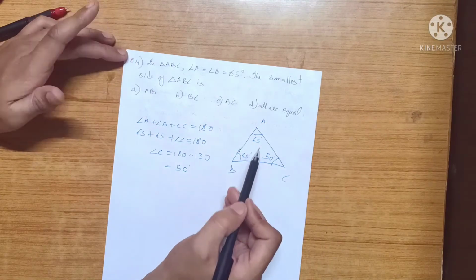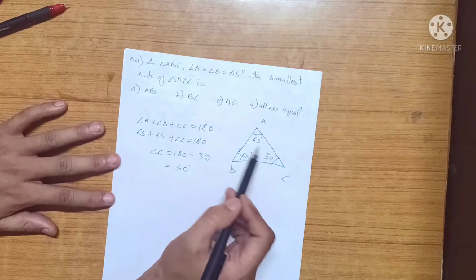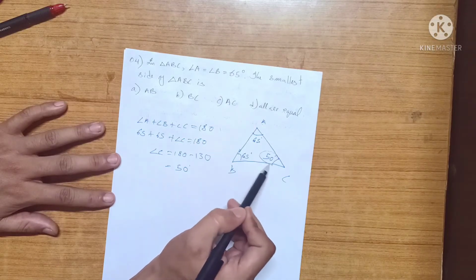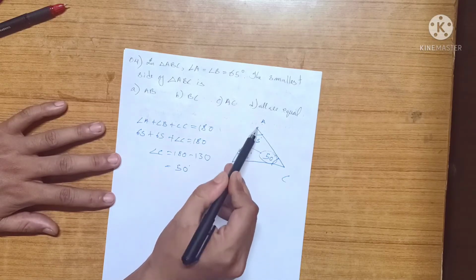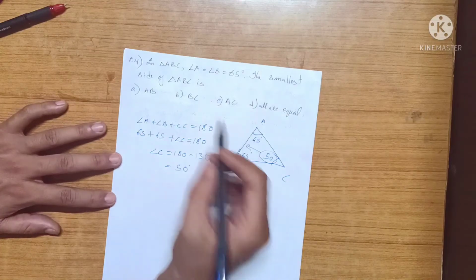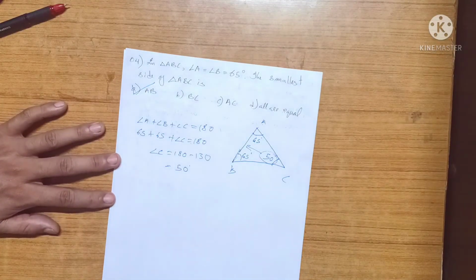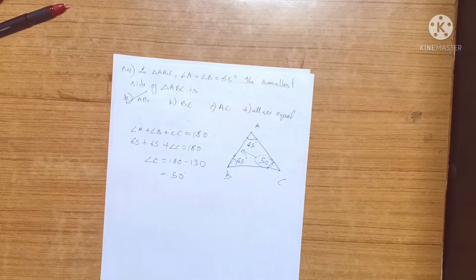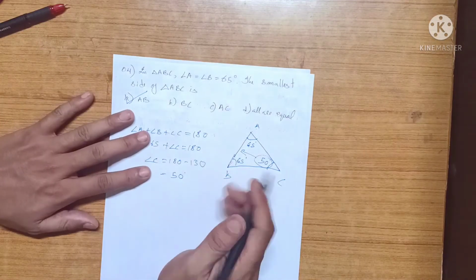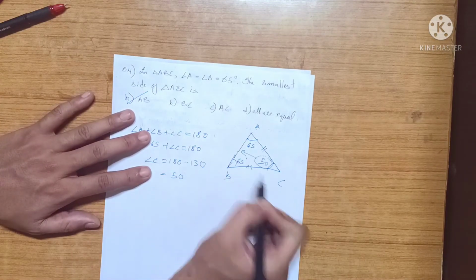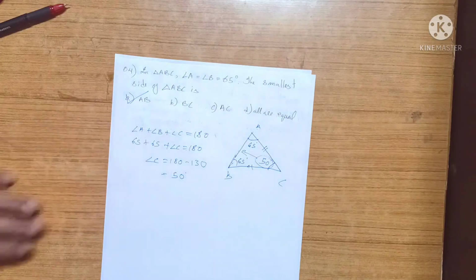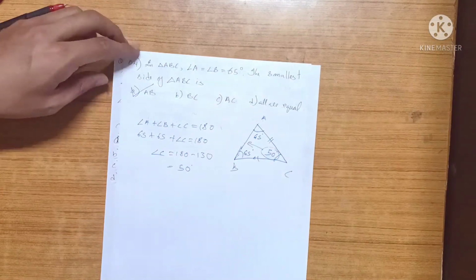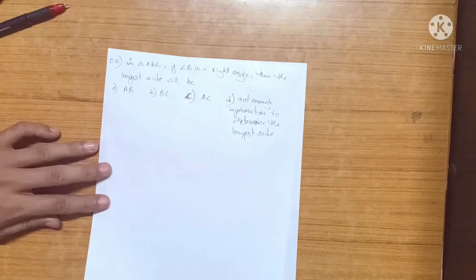Since this is the smallest angle, the side opposite to it will be the smallest one. So AB will be the smallest. There's no longest side here, it's just that these two sides are equal because this is an isosceles triangle. Got it?